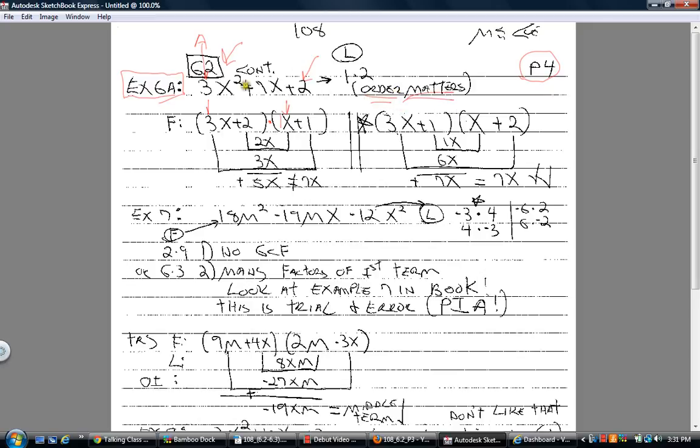Okay, when the A coefficient was a 1 and it was x squared, x times x, it didn't matter the order. Now the order matters. Okay, so when you put the 3x and a 1x, whether you put a 2 and a 1 or a 1 and a 2, it matters.